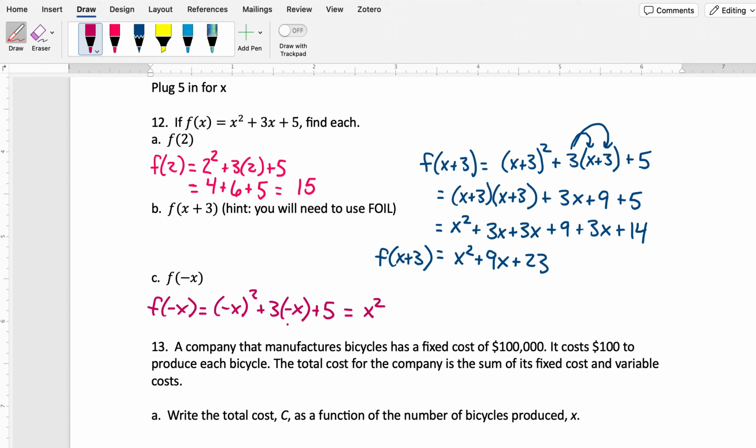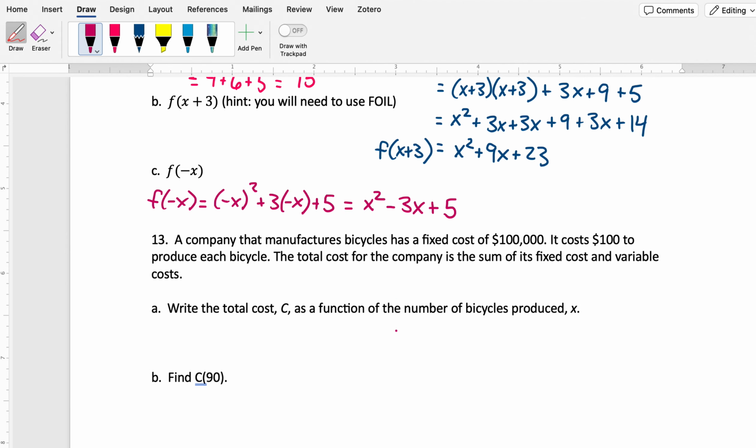Now with this negative, 3 times negative x, that's going to change to minus 3x. And then I have my plus 5. So this is very similar to my original function. The negative on the x went away because I was squaring. The only difference is that instead of plus 3x, I have a minus 3x here.